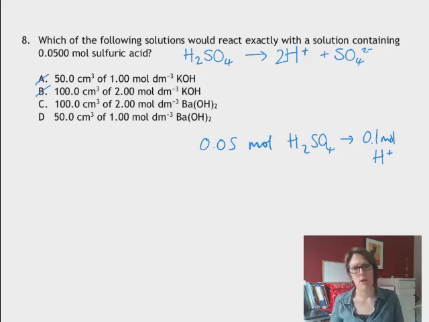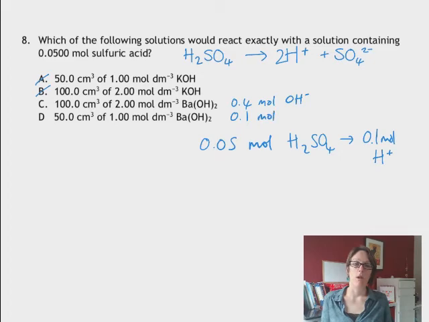Barium hydroxide is a group 2 hydroxide. You're given the formula, so you get 2 hydroxide ions for every 1 mole of barium hydroxide. So 100 divided by 1000 gives me decimetre cubed, times 2, so 0.1 times 2 times 2, because it's barium hydroxide, gives me 0.4 moles of OH minus. That doesn't work. The next one, 50 over 1000 times by 0.1 gives me 0.05 times by 2, because it's barium hydroxide, gives me 0.1 moles. So the answer is going to be D.